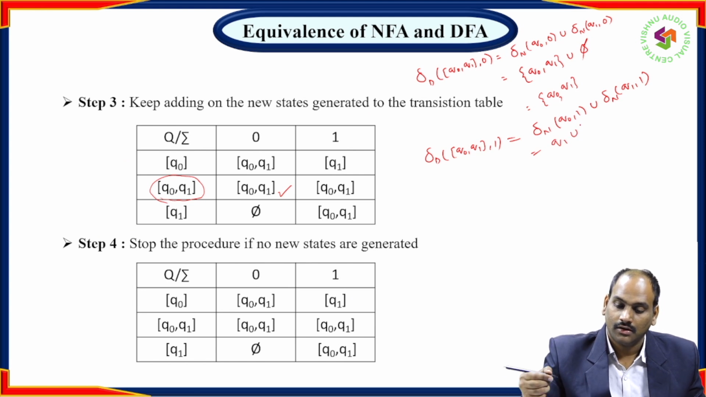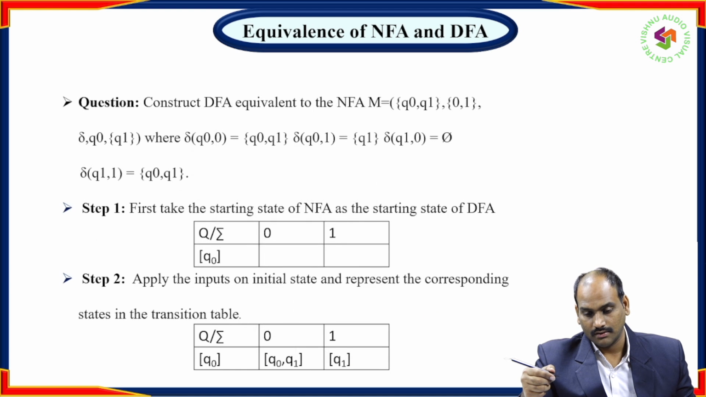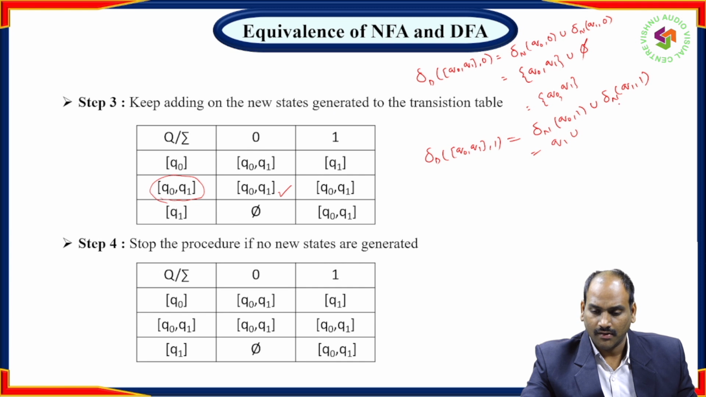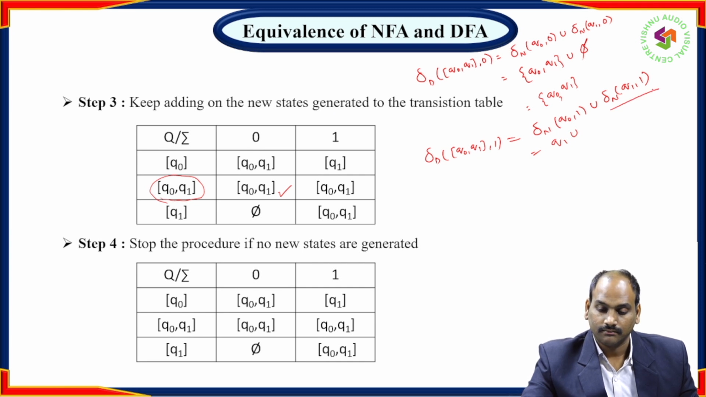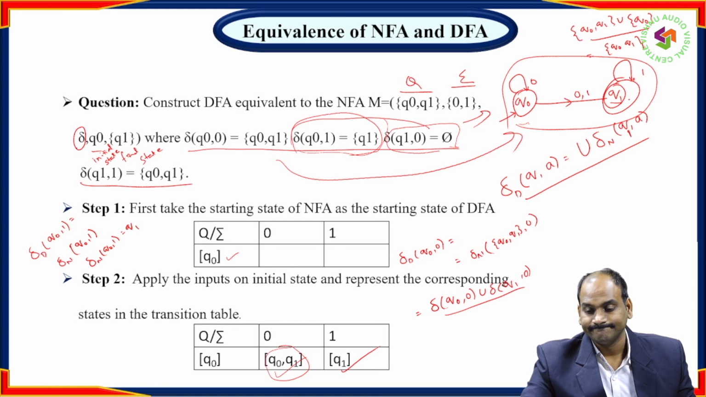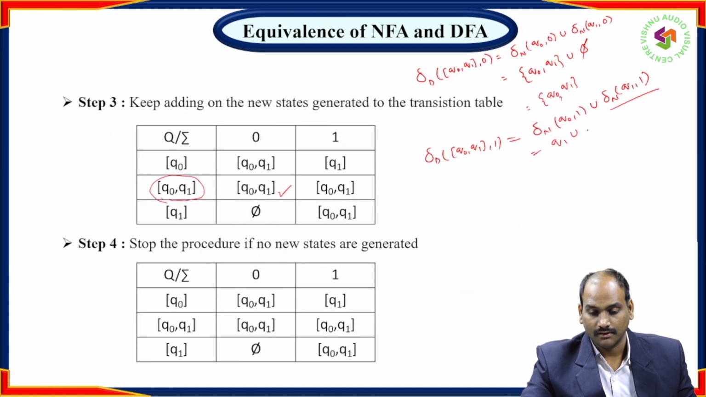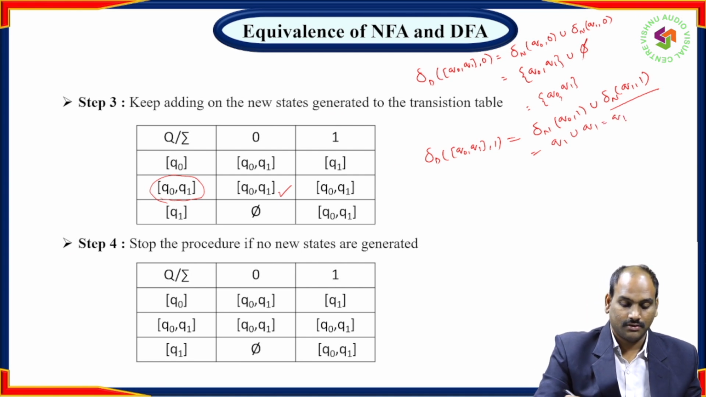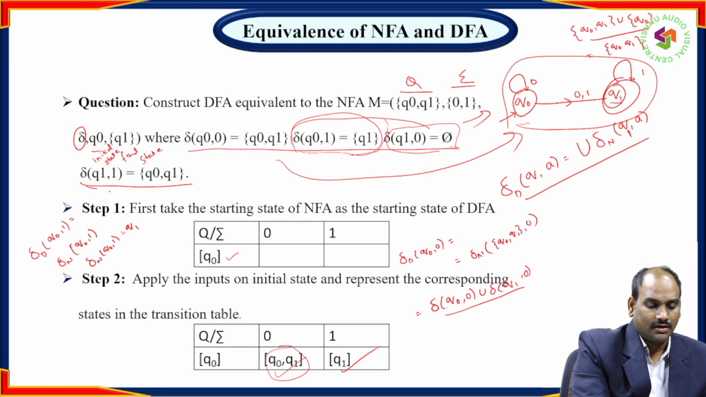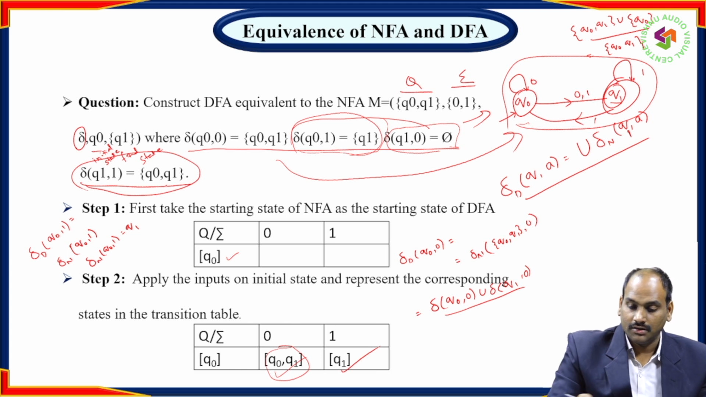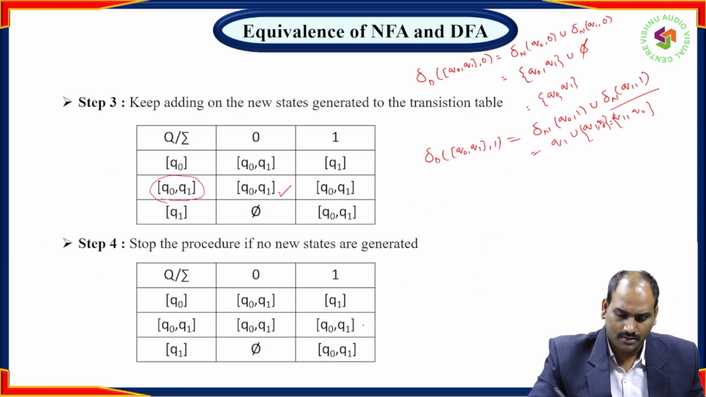Q1 union, Q1 on 1, it is... sorry, Q1 on 1, it is again Q1. Here it is Q1. Here you can see the Q1 on 1, it is Q0 and Q1. It is Q0, Q1.